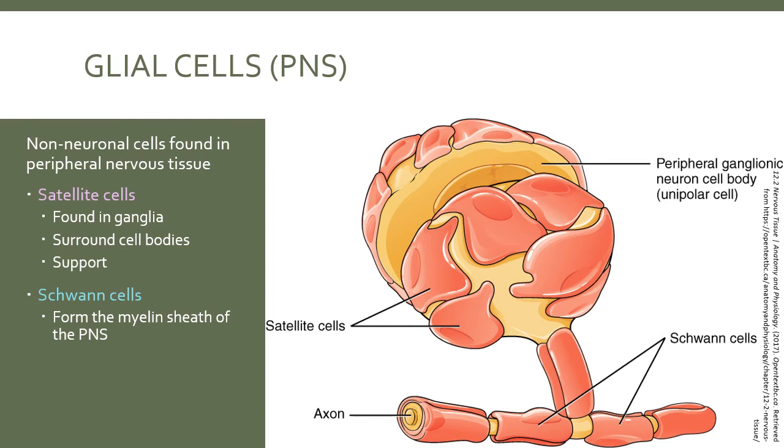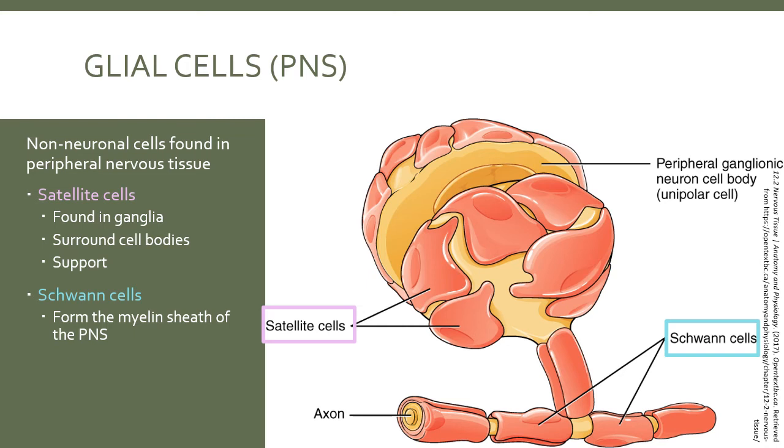Now, the glial cells of the peripheral nervous system are a little bit different, but they are there. In the peripheral nervous system, we have satellite cells and Schwann cells. Now, the satellite cells essentially perform some of the similar functions to the astrocytes in the central nervous system. They surround and sort of coat the cell bodies of the peripheral neurons. They're found in ganglia, because that's where the cell bodies are found. And they provide support functions much like the astrocytes do in the central nervous system.